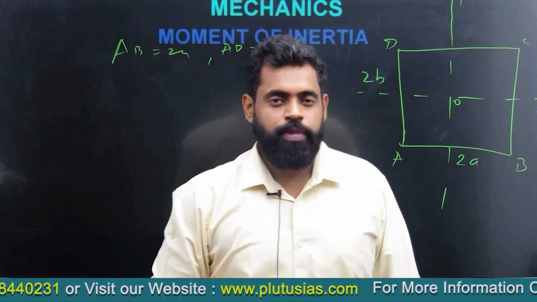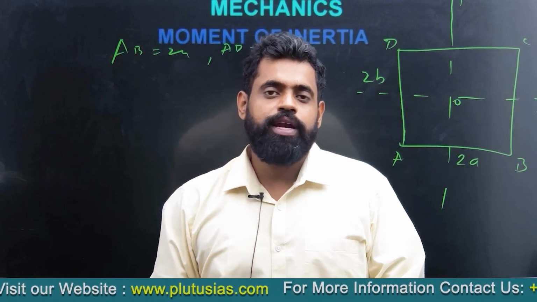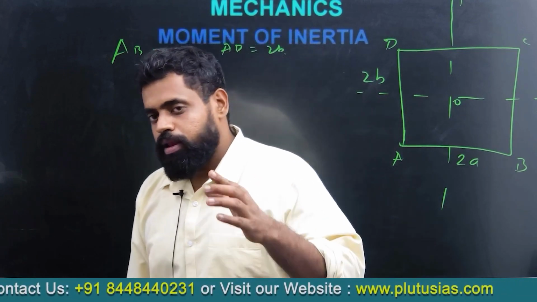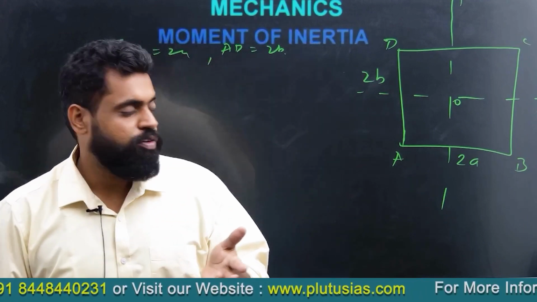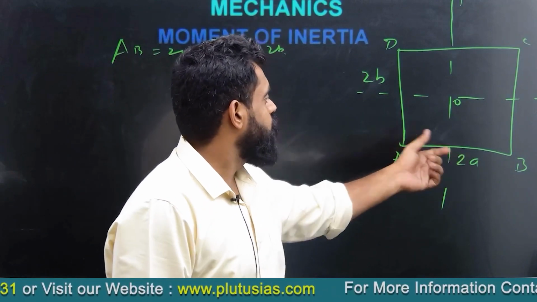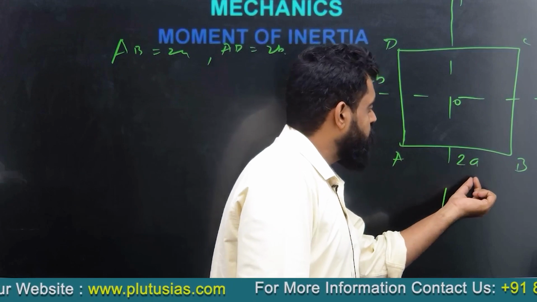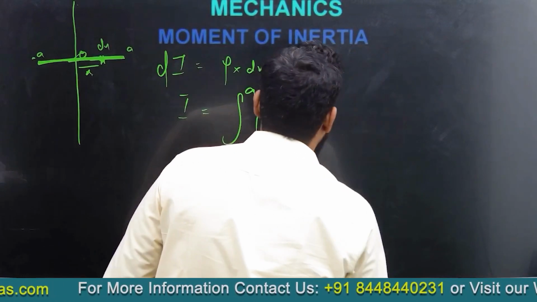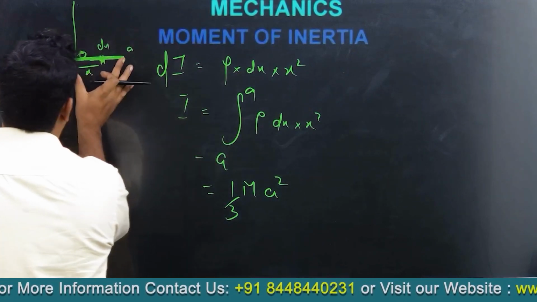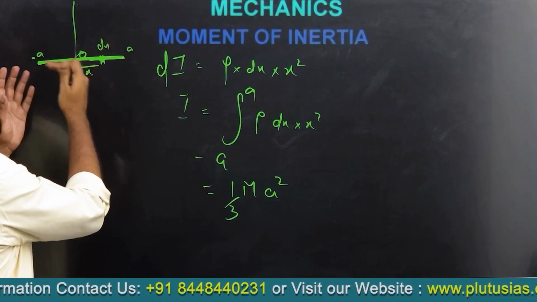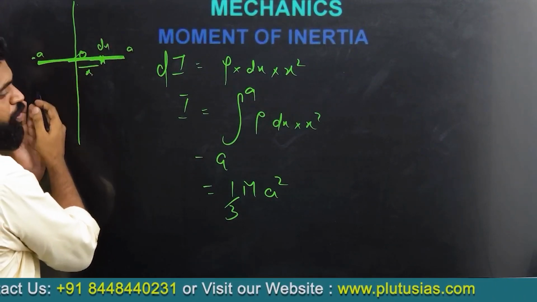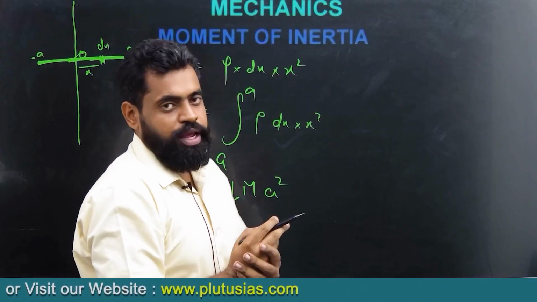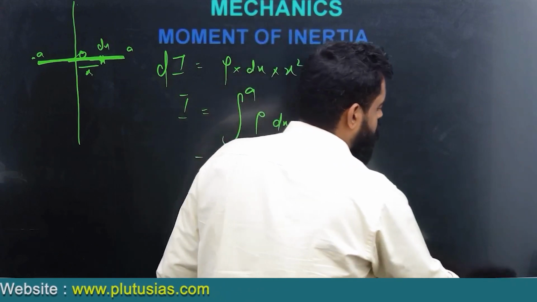2B. One thing you should note is that in the examination, if you are told to calculate this, please make sure that you know exactly whether this is 2A or A. Suppose in this case the whole length would have been A, then we have to integrate from minus A by 2 to plus A by 2, or we have to replace A by 2.